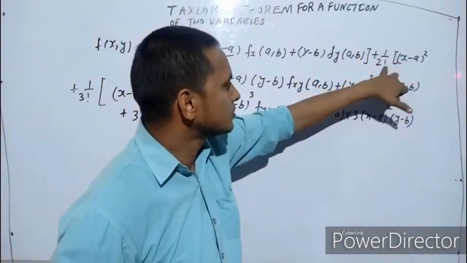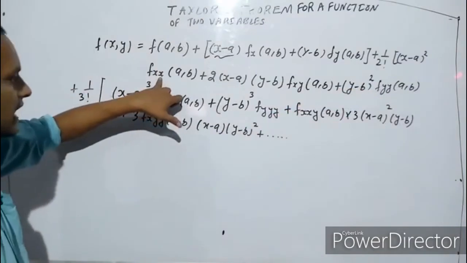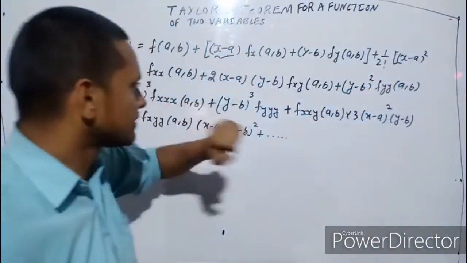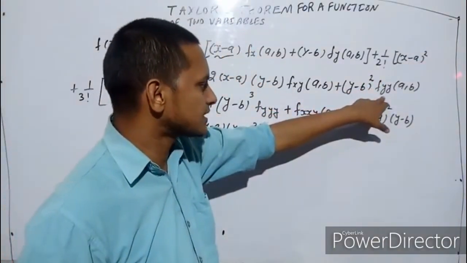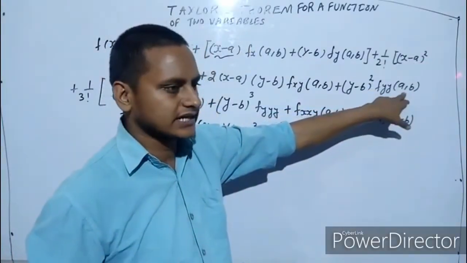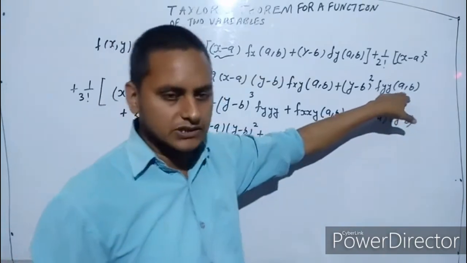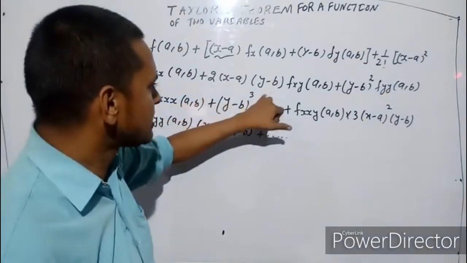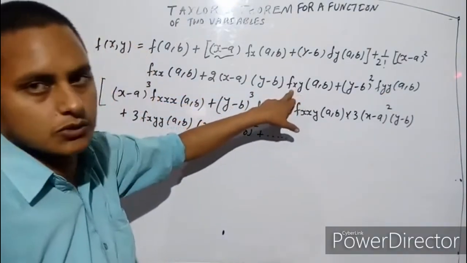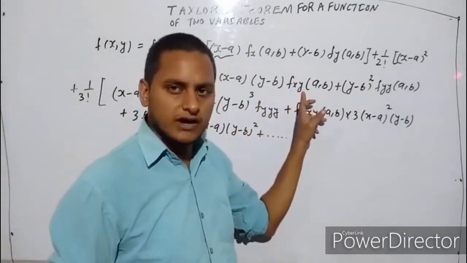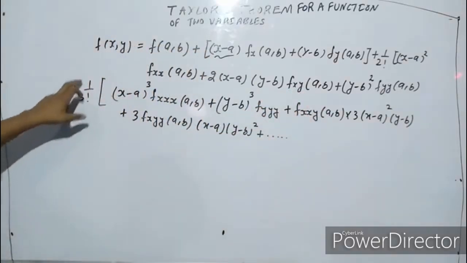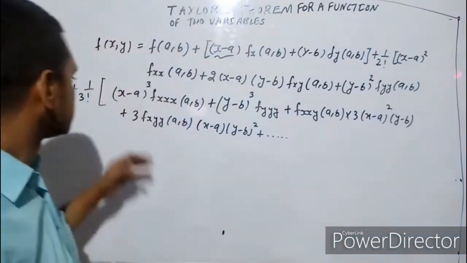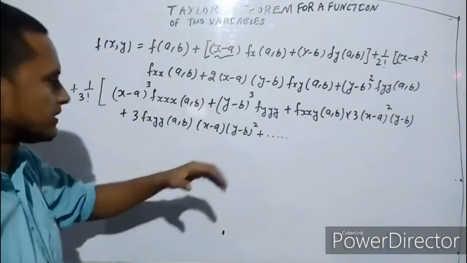Plus 1 by 2 factorial times the double derivative with respect to x, putting a and b, times (x minus a) square, plus the double derivative with respect to y, putting a and b instead of x and y, times (y minus b) square, plus 2 times (x minus a)(y minus b) times the derivative first with respect to y, then with respect to x. Plus 1 by 3 factorial for the third degree terms, for up to 3 powers.